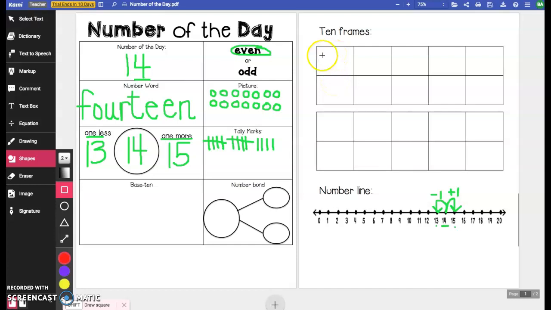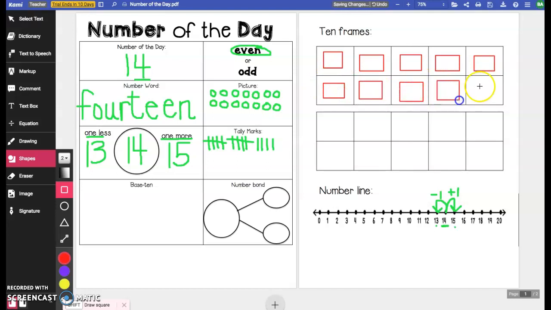All right, or are we going to have one full 10 frame? Is there one 10 in 14? So let's fill it in and let's find out. 1, 2, 3, 4, 5, 6, 7, 8, 9, 10. And remember, when we see a full 10 frame, do we have to count them out? No, because we know it's 10. We could just put that number in our head and count on.